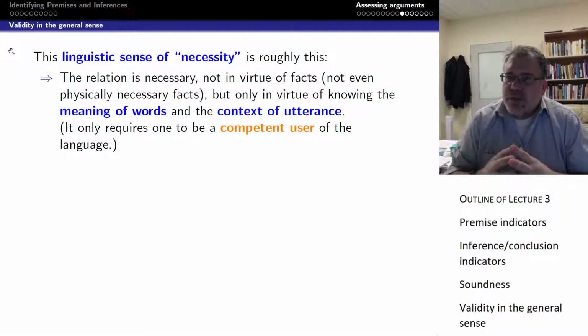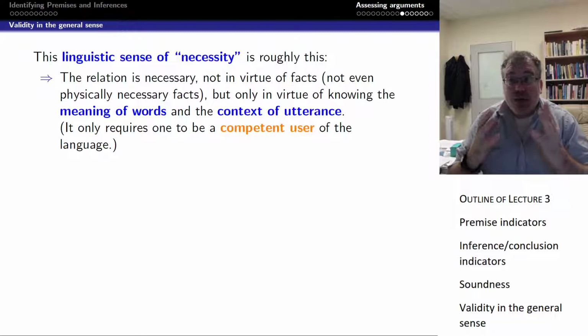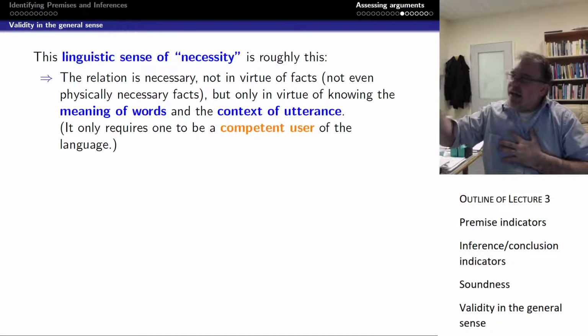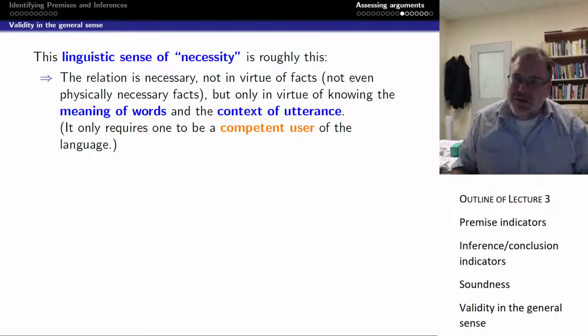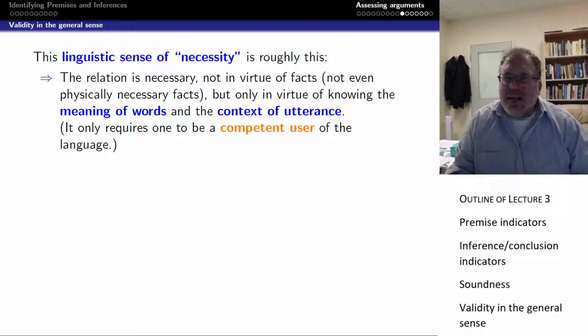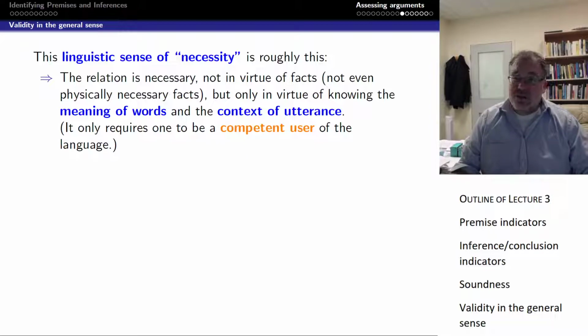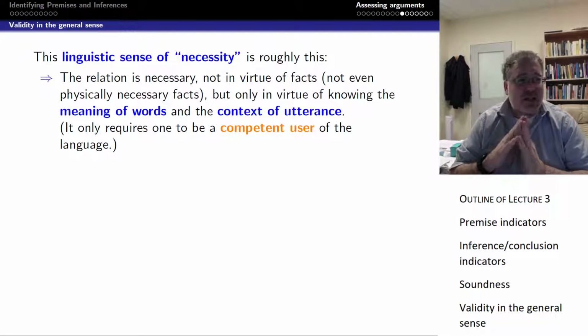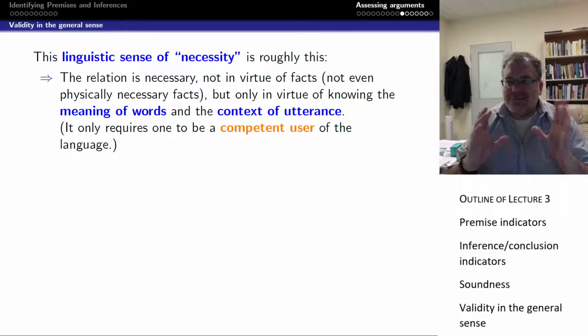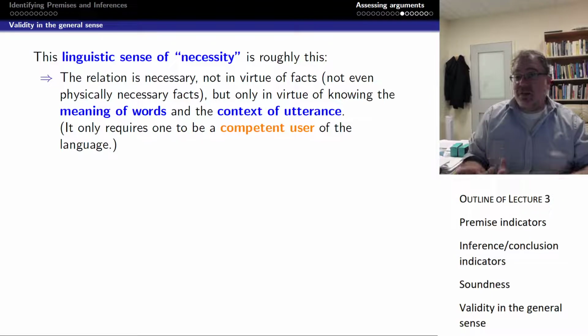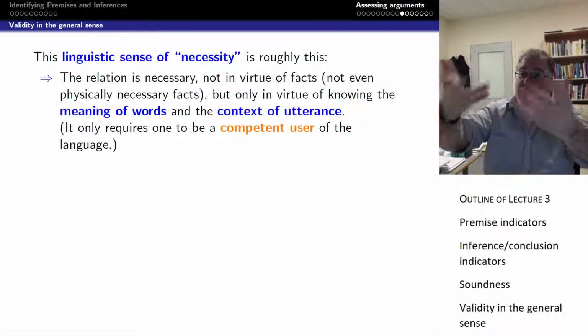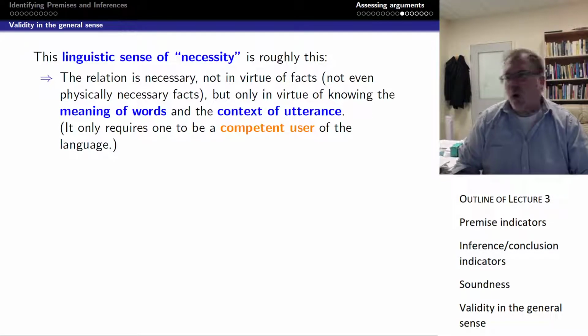So let's talk a little bit more about this sense of linguistic necessity. And the idea is that we have a relation of necessity that, as I just said, doesn't depend on which possible universe we're in or what the facts are. All that matters is what the meaning of the words are, and in some cases, as we're going to see, what the context of utterance is, right? The context of utterance is just the context in which we utter the argument or a statement.